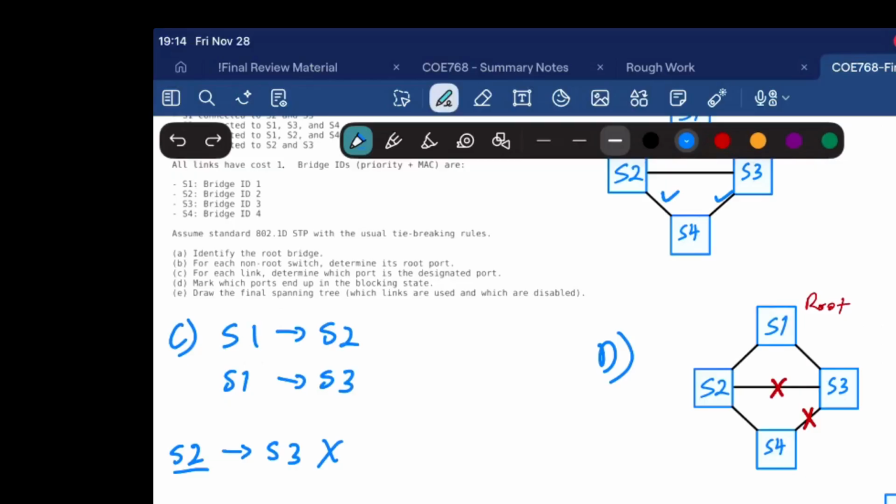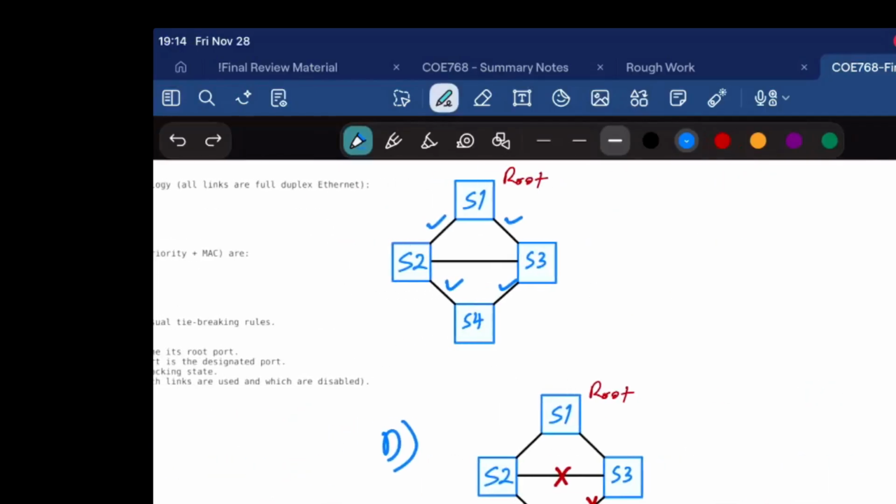So what would be the difference between the answers for C and D? Is D actually just drawing the diagram out? Yeah. Oh, okay. Okay. Thanks. Okay.